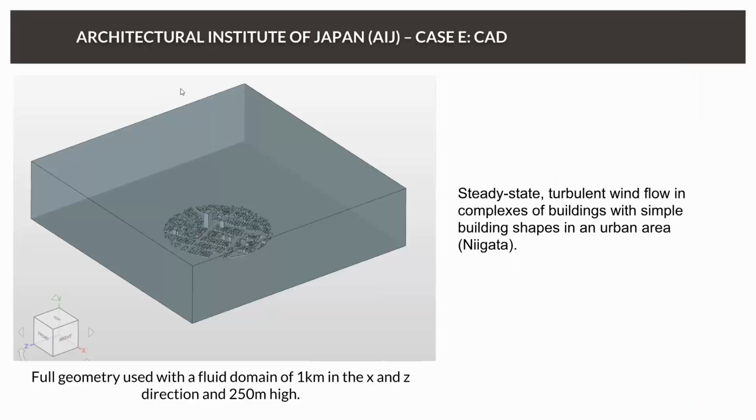We also have a second case from the AIJ case library, which we've prepared today, and this is a steady-state simulation of a turbulent wind flow around complex buildings with simple building shapes in an urban area. And it's again from Niigata. This time we used a full model and full geometry with a fluid domain of 1 kilometer in the x and z axes, and a height of 250 meters in the y axis.